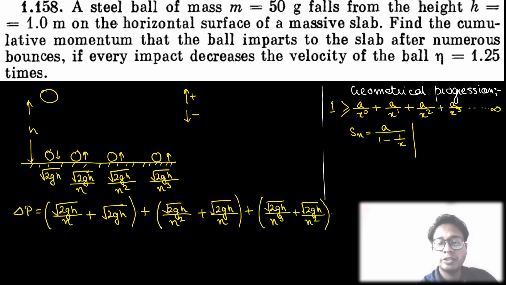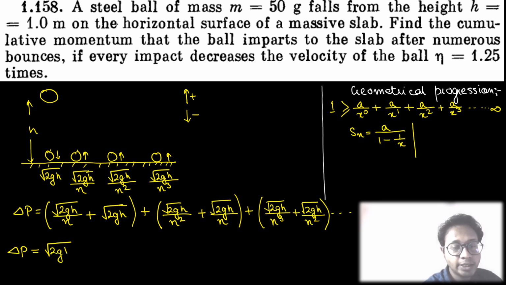Okay, and so on, both bounds and so on. So if we rearrange this equation, what will happen? I'm just rearranging this equation. Change in momentum is equal to, taking √(2gh) out here, √(2gh) plus √(2gh)/n, 2 into √(2gh)/n. Why? Because it appears two times.